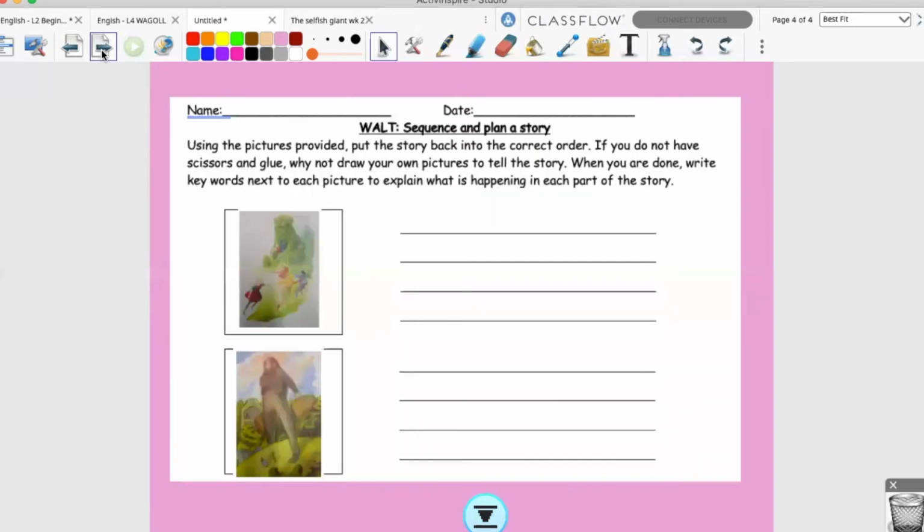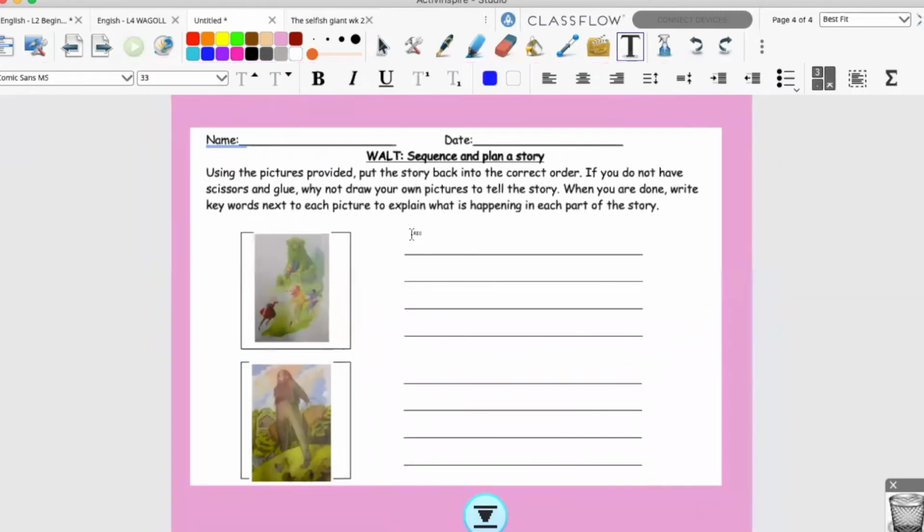Okay, the next part is once you've stuck your pictures in the right order down the side, just like I've done with the first 2, it says when you are done, write some key words next to each picture to explain what is happening in that part of the story. So we're not looking for full sentences. You don't need to use your capital letters and your full stops. We're just going to write some words that help tell the story.